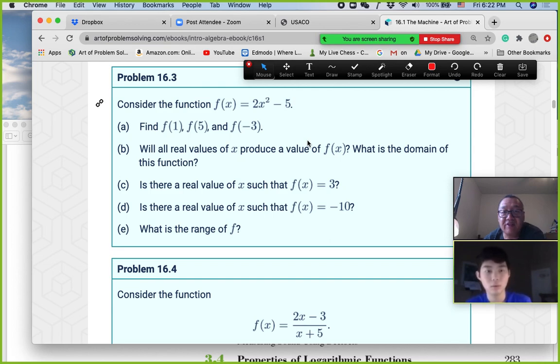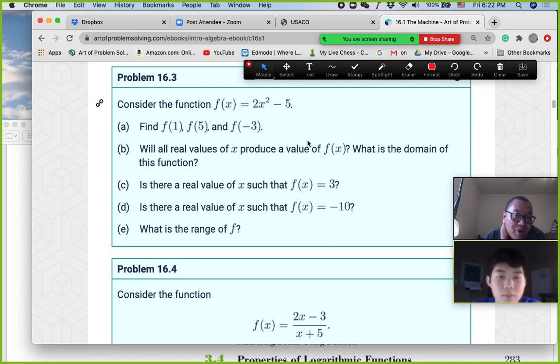Okay, now let's try number 3. Can you read this function? Consider the function f of x equals 2x squared minus 5. A. Find f of 1, f of 5, and f of negative 3. B. Will all real values of x produce a value of f of x? What is the domain of this function? C. Is there a real value of x such that f of x equals 3? D. Is there a real value of x such that f of x equals negative 10? E. What is the range of f?